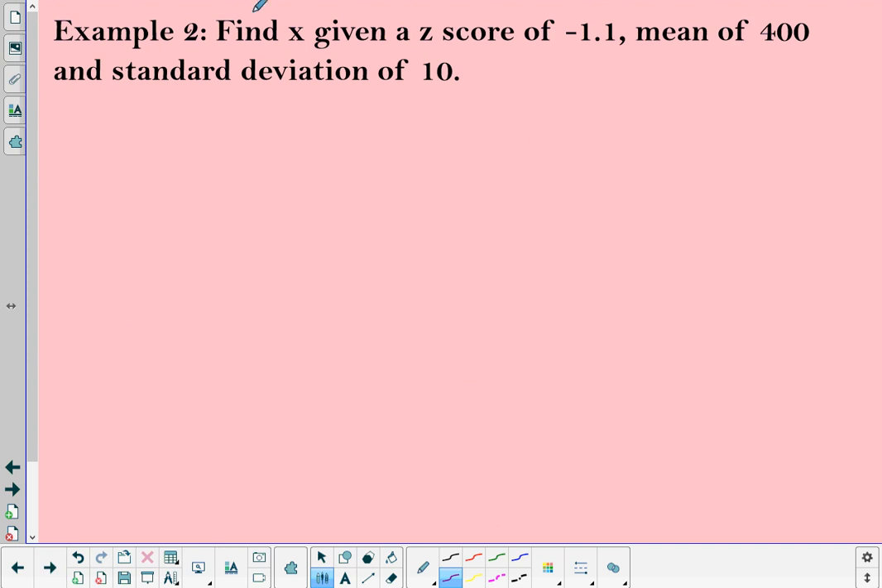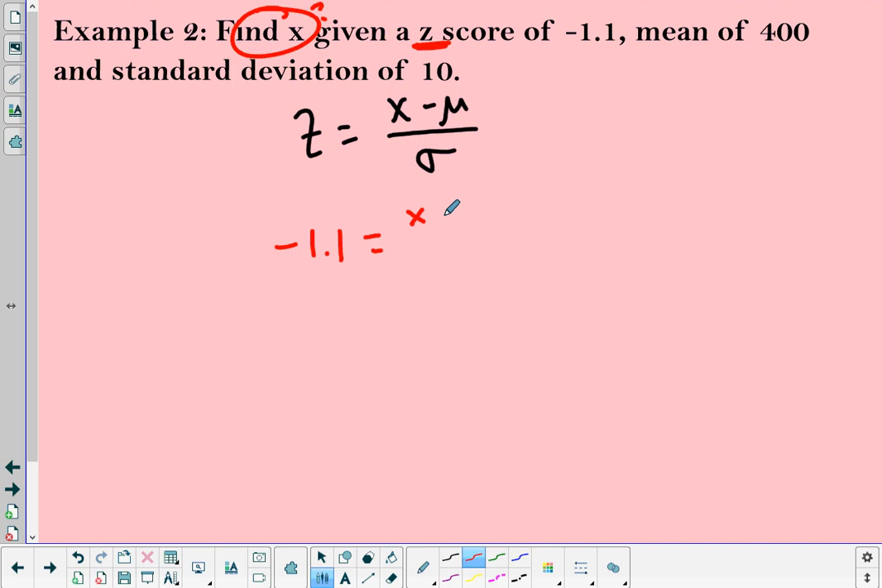Now we have a different variable to find. Find x given a z-score of negative 1.1, a mean of 400, and a standard deviation of 10. So recall that the z-score formula looks like this. It's x minus the mean divided by the standard deviation. So in this case, I know the z. Z is negative 1.1. So I'm going to plug that in over there for z, and I don't know x. That's my question. So x has to stay a variable. I subtract the mean of 400, and I divide it by the standard deviation of 10.